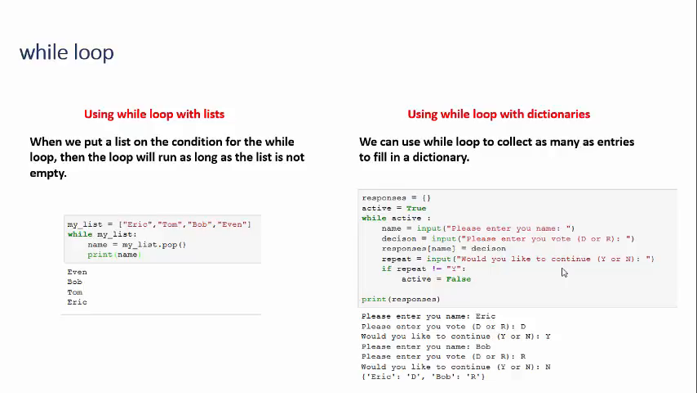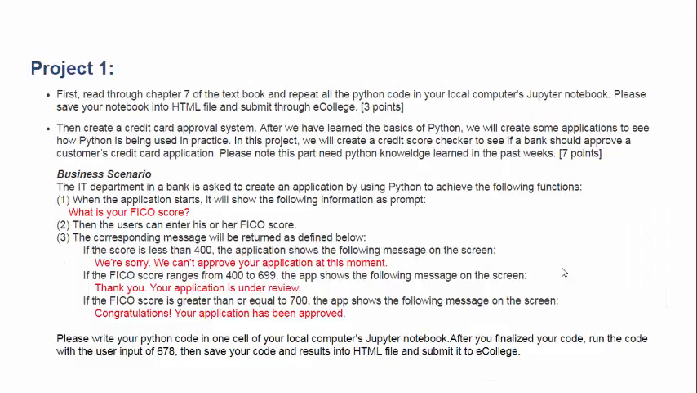Okay, so in this week we learned how to use the input to get the user's feedback, as well as use while loops to do some tasks. Now it is time for the first project. The first project is relatively simple, but it gives you the idea of how to design a credit approval system. But before we go to the details of the project, first, please read through Chapter 7 of the textbook and repeat all the Python code in your local computer's Jupyter notebook.